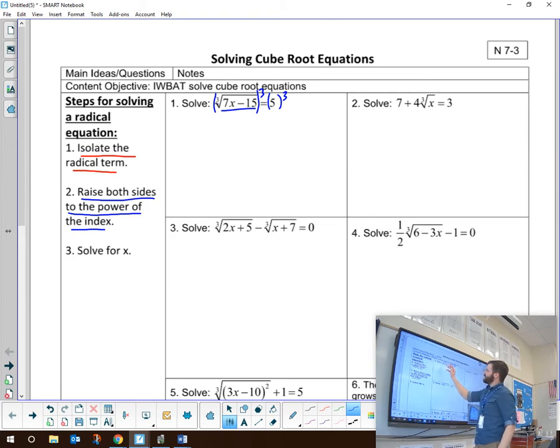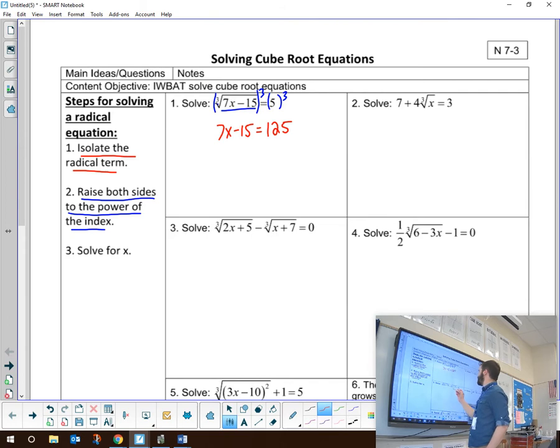My index is this little tiny 3 right there. And so to cancel out that cube root, we're going to cube it. So we're going to be left with 7x minus 15, 5 cubed. Now, 5 cubed is 125. So now we're just going to solve for that x.